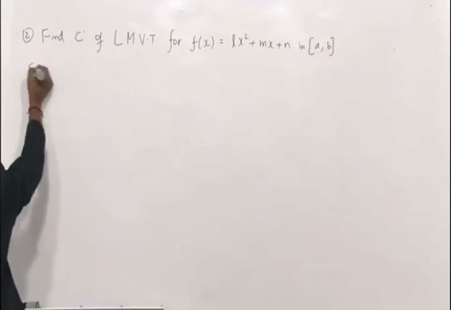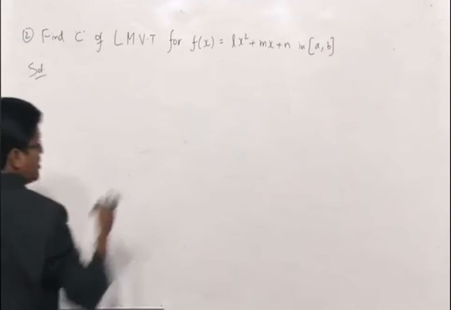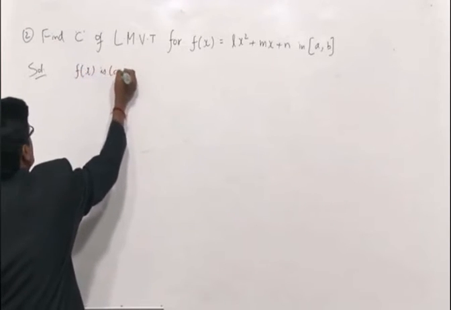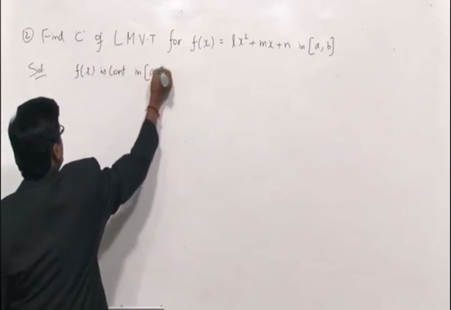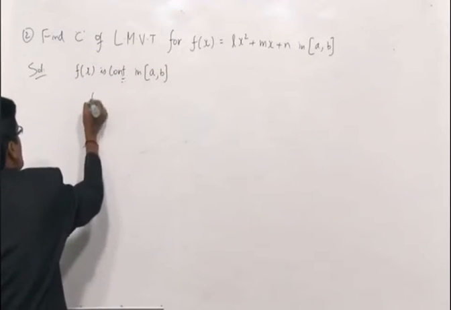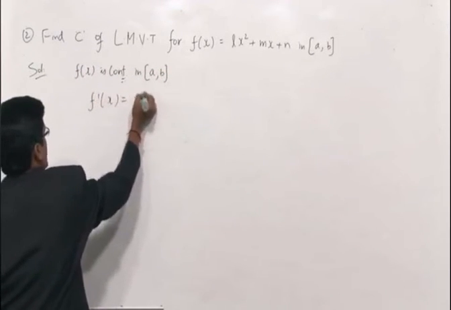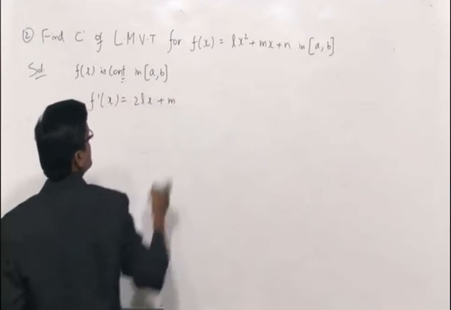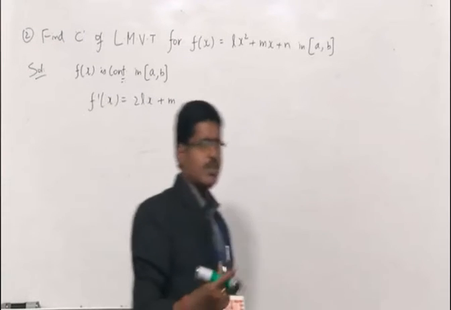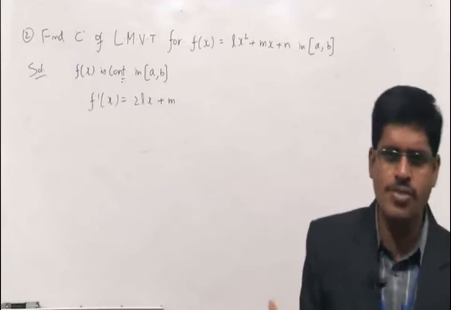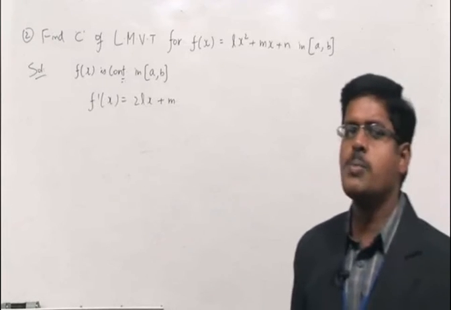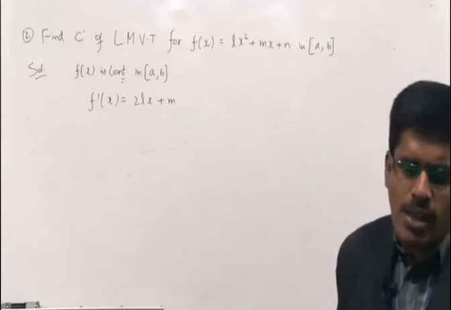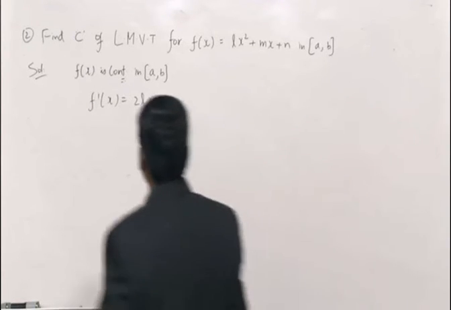A polynomial function is defined everywhere, so it is continuous and its derivative exists. f(x) is continuous in the closed interval [a, b]. What is f'(x)? L times x² has derivative 2x, m times x has derivative 1, and n, a constant, has derivative 0. Refer to the standard basic derivative formulas. If a constant is multiplied with any x term, that constant stays as it is. Other x terms affect the derivatives.